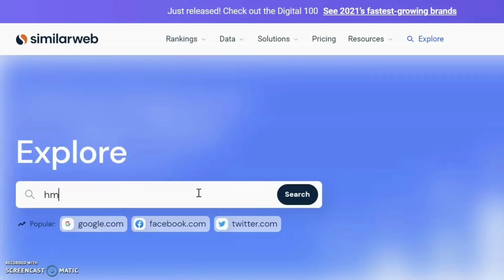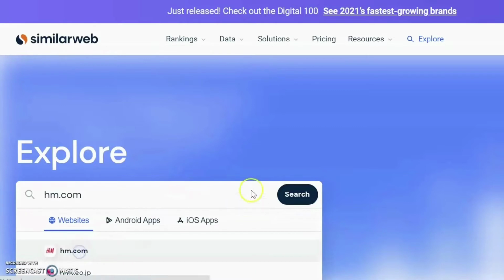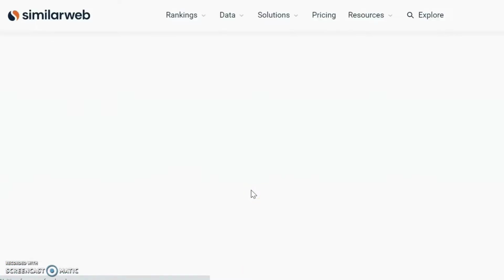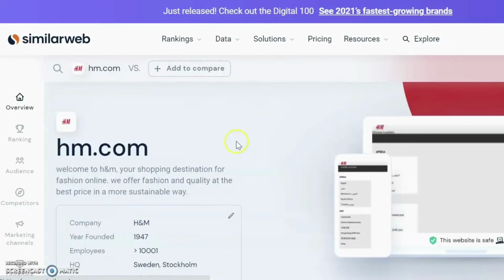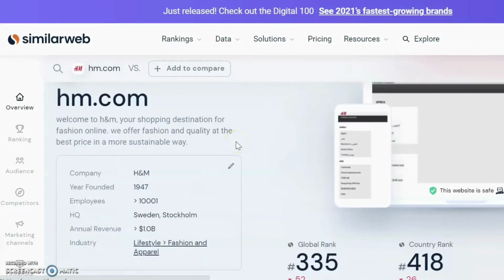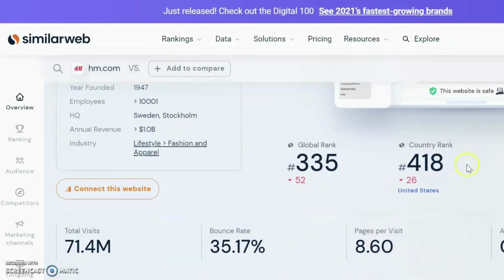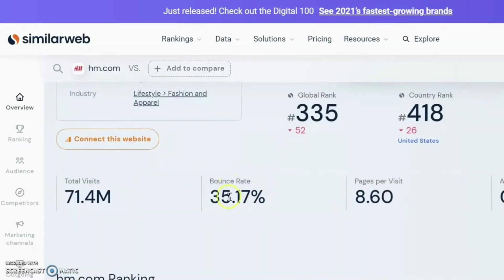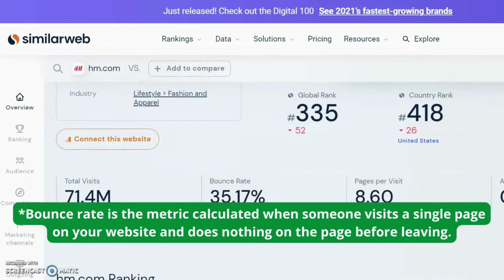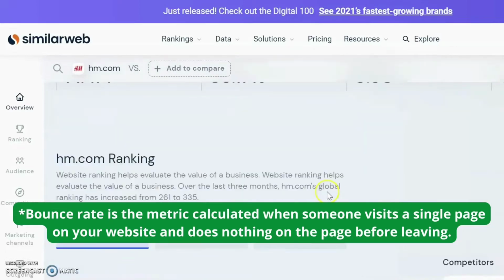So first example, let's just say you have a clothing line and you think people that shop particularly at H&M would be the most likely candidates for your potential brand. You'll be able to see a good amount of information from here. So we'll just look through H&M. It's reducing its global rankings. See its bounce rate, so it's relatively low, the amount of pages people visit, the average time duration.